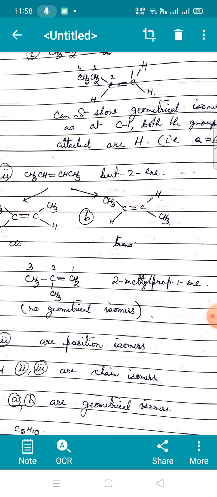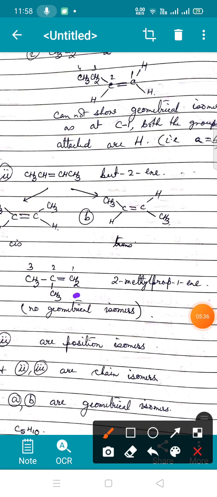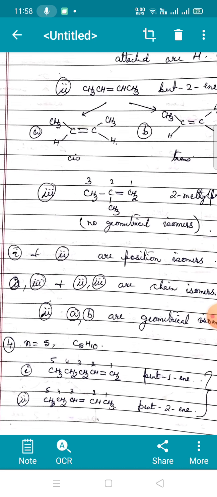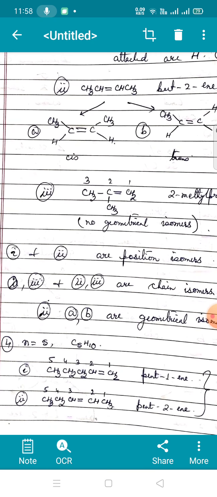Now, will it be able to show geometrical isomerism? The answer is no, because you can check the groups attached to carbon 1 are both hydrogen, the groups attached to carbon 2 are both methyl, so they cannot exhibit geometrical isomerism. Now the question is, what kind of relationship is possessed between the various types of isomers?